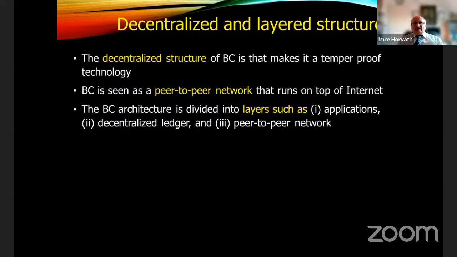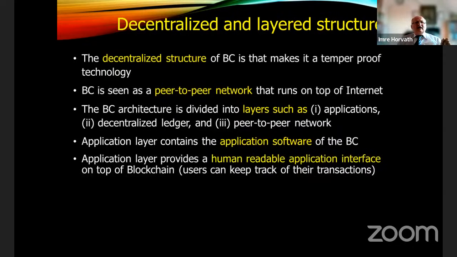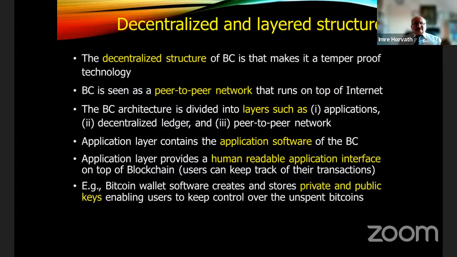This architecture is divided into layers, as is normal with modern architectures. These three layers are the application, the decentralized layer, and the peer-to-peer network layer. The application layer contains the application software of the blockchain, and it also provides a human-readable application interface on top of blockchain. So through the interface, the users can keep track of their transactions.